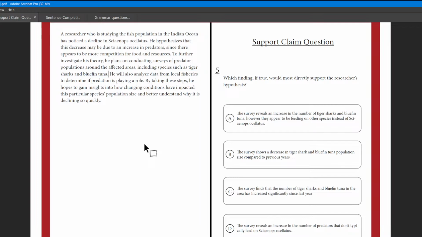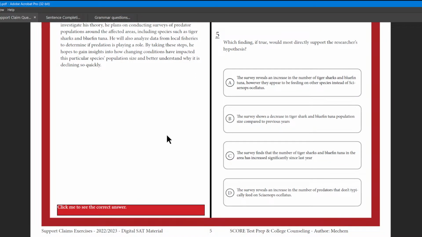If there are more predators, that would probably suggest less of whatever this is, Cyanopsa ocellatus, right? Because these are the things that eat that. So if there's more of these, that would explain why. That would support his hypothesis. So I'm looking for a piece of evidence that shows more predators, right? So increase in the number of tiger sharks and bluefin tuna. Oh, but there's a catch. They appear to be feeding on other species. So no, it's not that. Decrease in those populations. That would be very confusing.